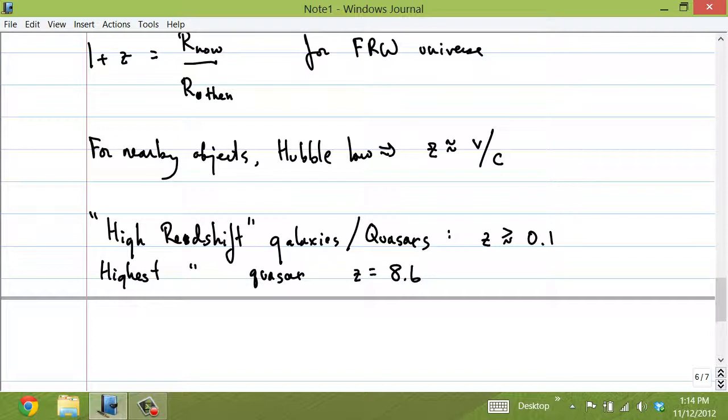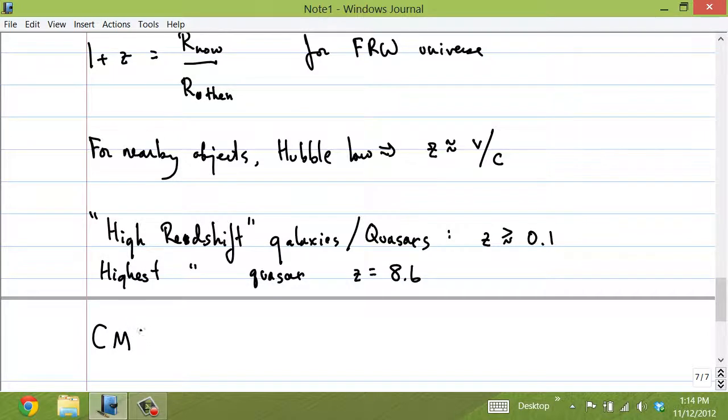You can see this is clearly a case where you shouldn't use the naive Hubble law that v over c is proportional to z. Otherwise, you would say that this thing is receding away from us at 8.6 times the speed of light. You really need to take into account the fact that the Hubble parameter is decreasing in time, and that one needs to account for the expansion of space in a slightly more sophisticated way.